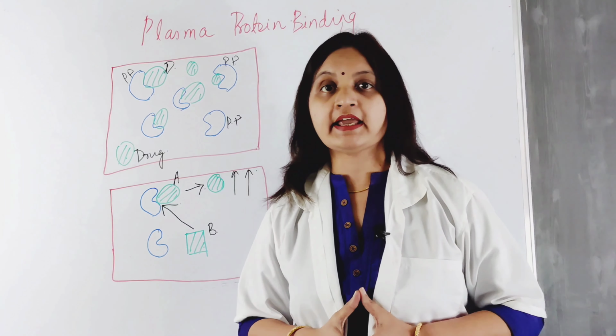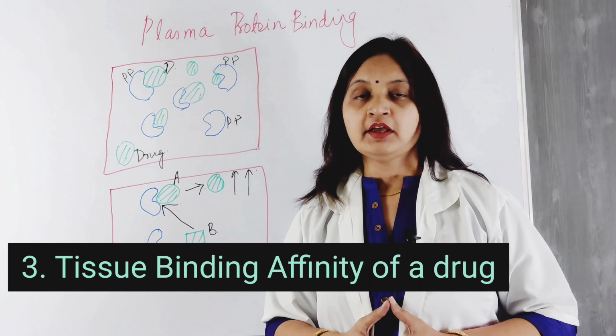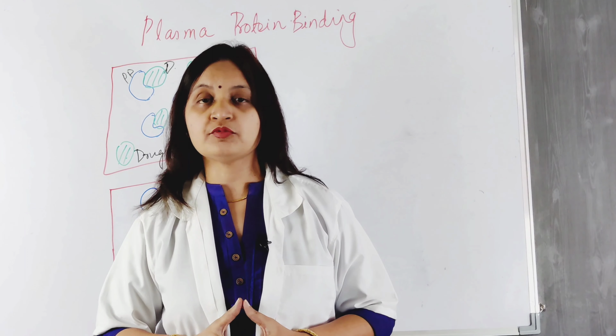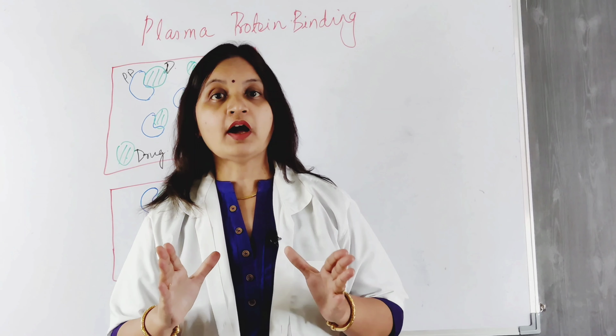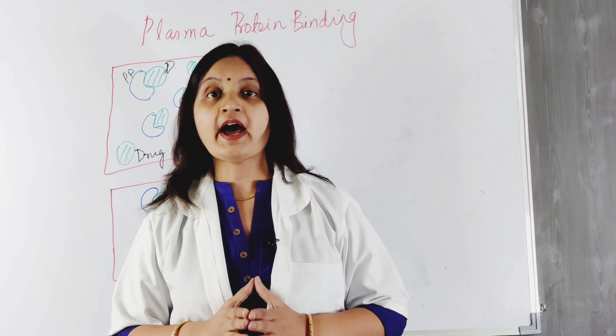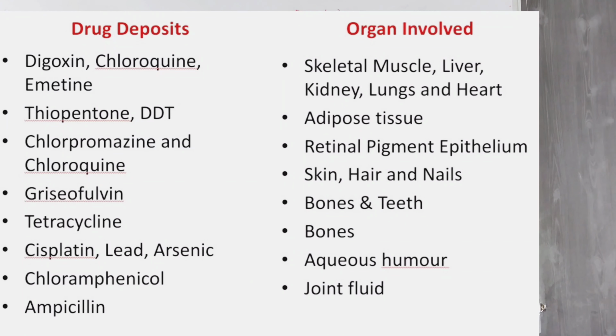The third factor is tissue binding affinity. The higher the tissue binding affinity of a drug, the greater is the volume of distribution of the drug. So drugs differ in their affinity for various tissues. Drugs which have high affinity for tissues, such as digoxin, chloroquine and emetine, get deposited in the liver, heart, lungs, kidney. Thiopental and DDT are highly lipid soluble drugs and get accumulated in the adipose tissue and get slowly released as the fat starts depleting.